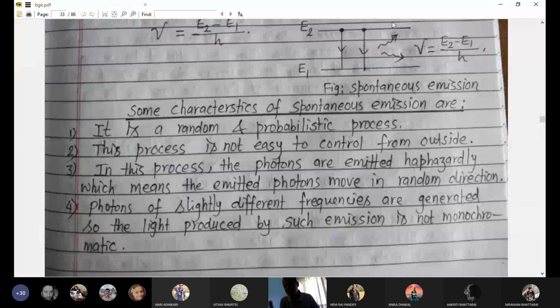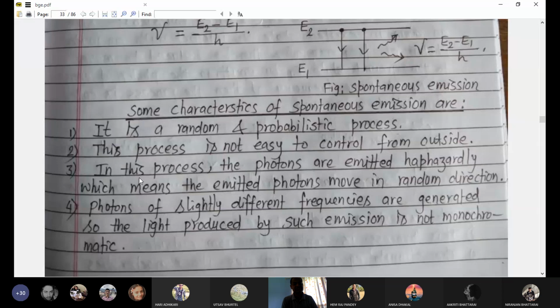So if the emitted photons move in random direction, then no laser light is produced. So you can say that spontaneous emission of radiation is not the principle of laser. That is not the principle of laser. So what are the characteristics of spontaneous emission? What is spontaneous emission? Write down its characteristics.